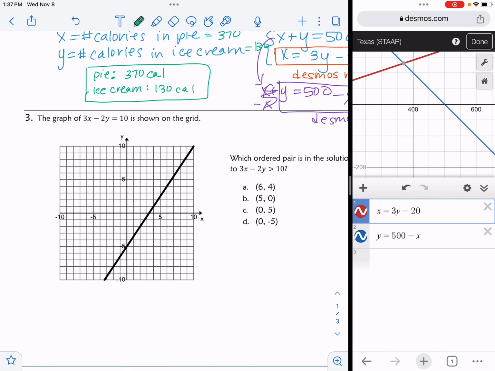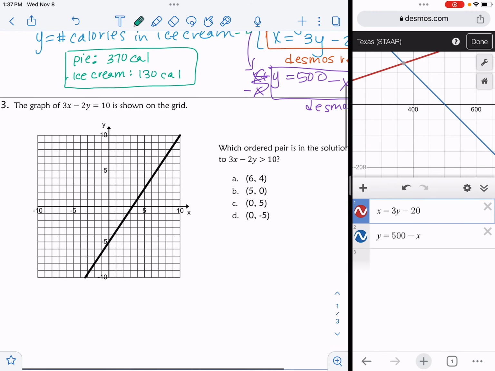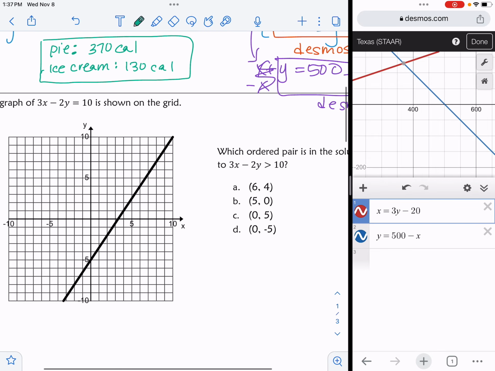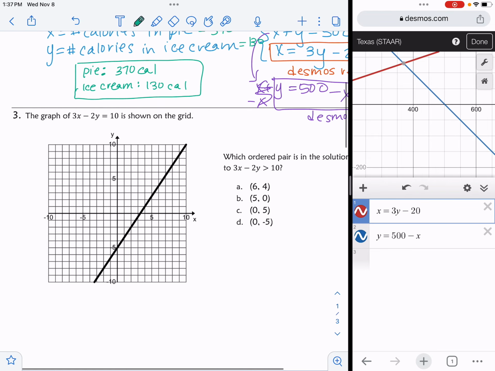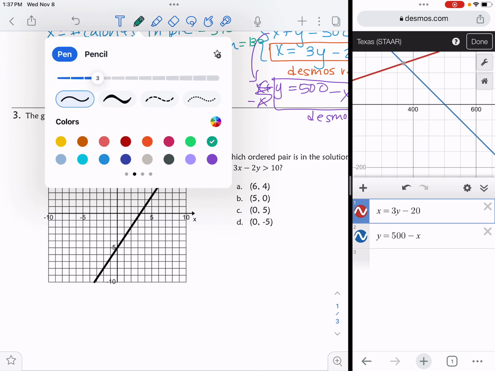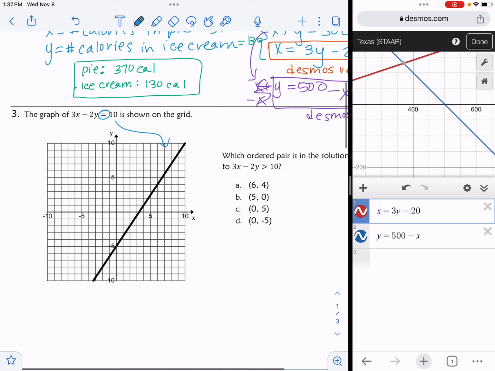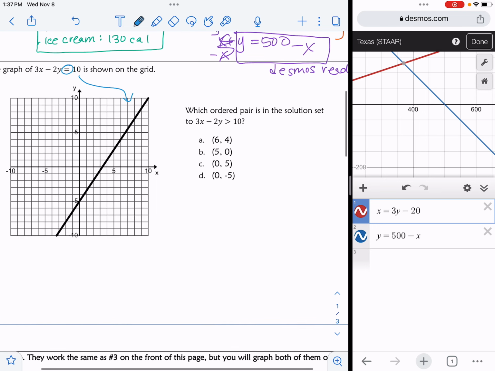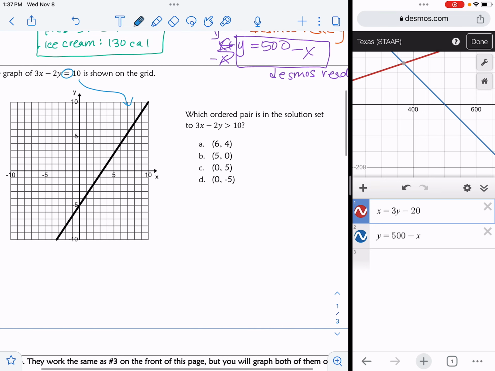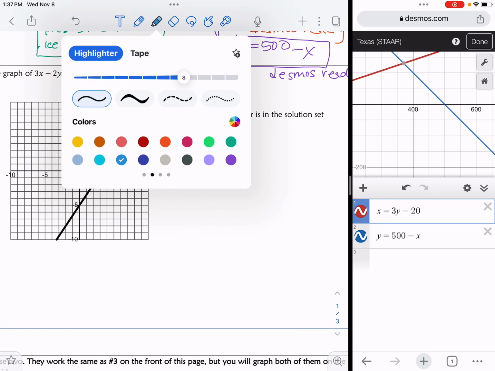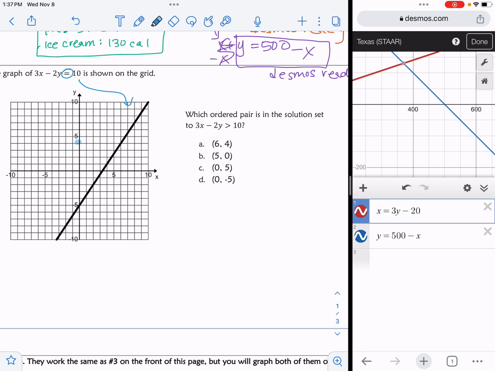All right, this next one is a review from Inequalities, and it comes from STAR, and it's going to show up on the test. And so it says the graph of this equation, there's an equal sign, is on this graph. So there's your line. That equation means it's a line. And then the question says which ordered pair is in the solution set of this inequality.